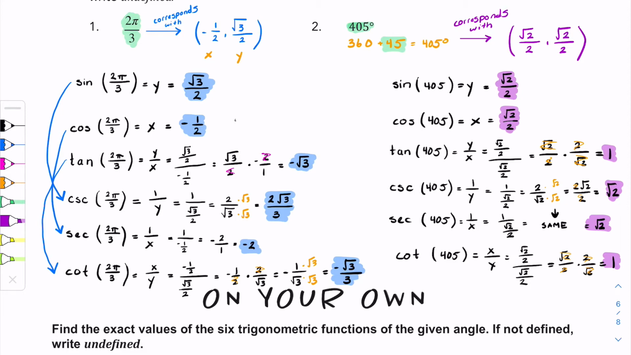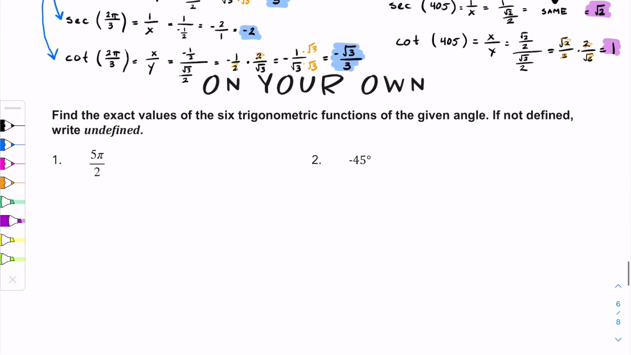Okay, and now that we finished that, I'd like you to try the on your own section by yourself. We've done a lot of these examples, so work on this on your own section. They're actually the same ones that are on your Go formative today. So do your best to answer the 6 trig functions for those.